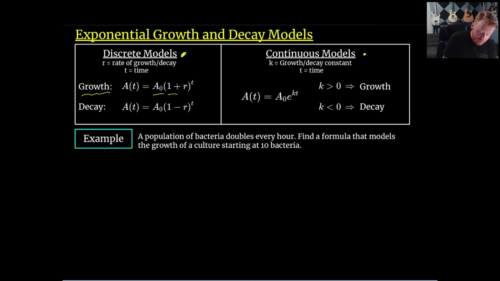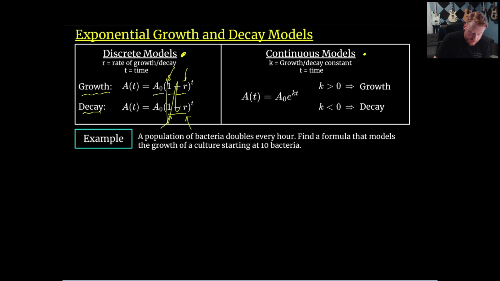And then we have 1 plus the growth rate, if it is growth, or we have 1 minus the decay rate if it is decay. So those are the differences in those two formulas there, but we're always starting off with 100% of what we are starting off with plus whatever the growth rate is, or 100% of what we're starting off with minus however much we're losing per unit of time. So there is our discrete model.